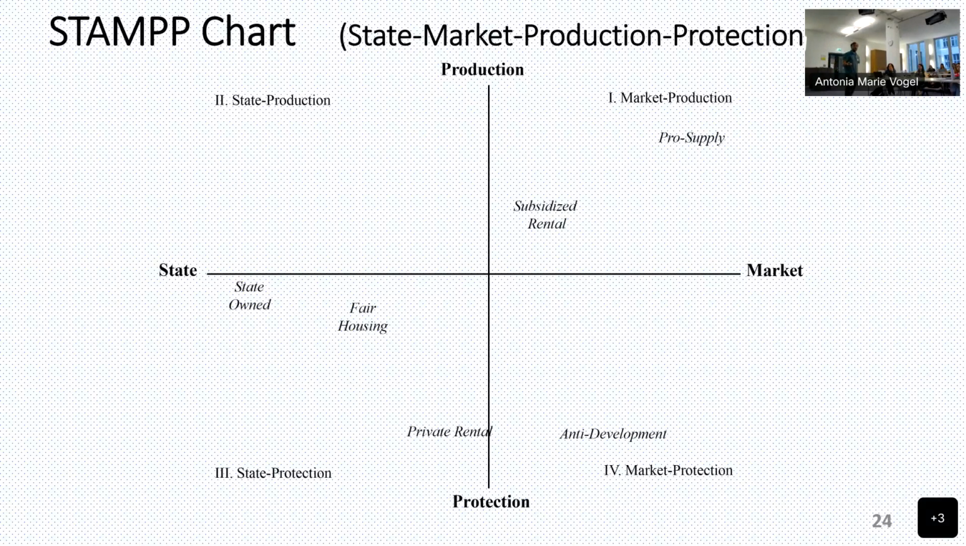And so this is where we put the different areas: pro-supply, subsidized rental, privately owned but getting some state subsidy, anti-development, NIMBY issues, primarily market-oriented, very protectionist, not productive. We have private rental, very protectionist, slightly market, but a state intervention. So let's not put that on the market side. We have fair housing regulation, and we have state-owned.